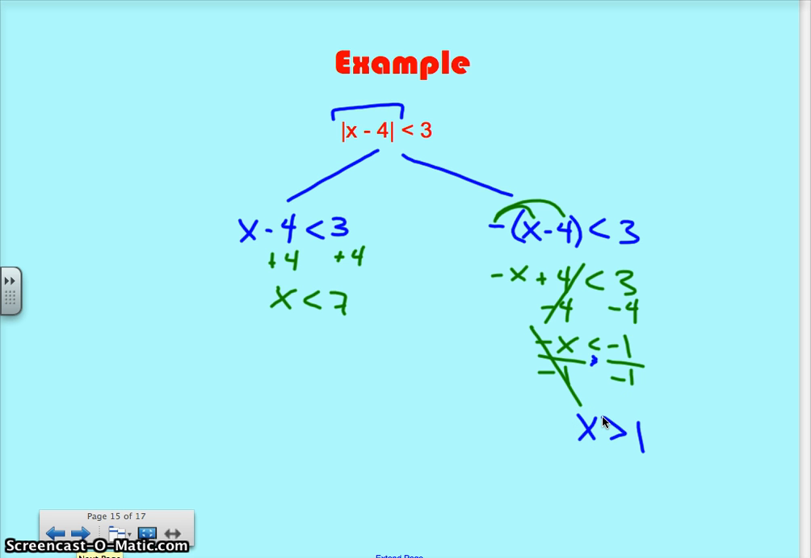Alright? So what I have here is I know that x is going to be less than 7, but at the same time, x is going to be above 1. So we could say that x is really somewhere between 1 and 7, right? It's got to be less than 7, and it's got to be more than 1. So we can just go ahead and write that exactly how it sounds. We're going to put x in the middle, okay? We know that x is going to be greater than 1, right? x is greater than 1.